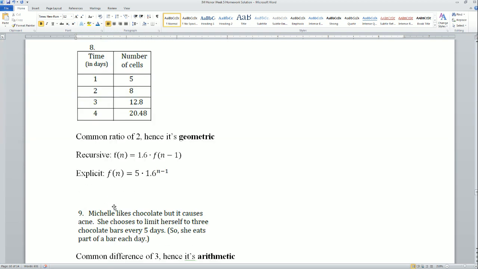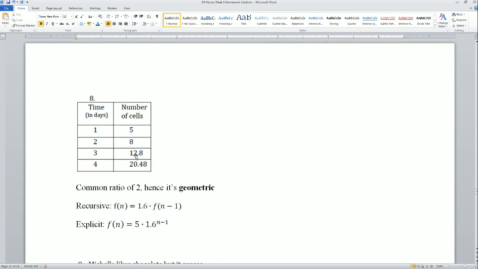Okay. 5, 8, 12.8, 20.48. Right. Again, you just do division. I did 8 divided by 5, I got 1.6. If you do 12.8 divided by 8, you get 1.6. 20.48 divided by 12.8, it's 1.6. I saw that the common ratio here is 1.6, hence it's geometric.